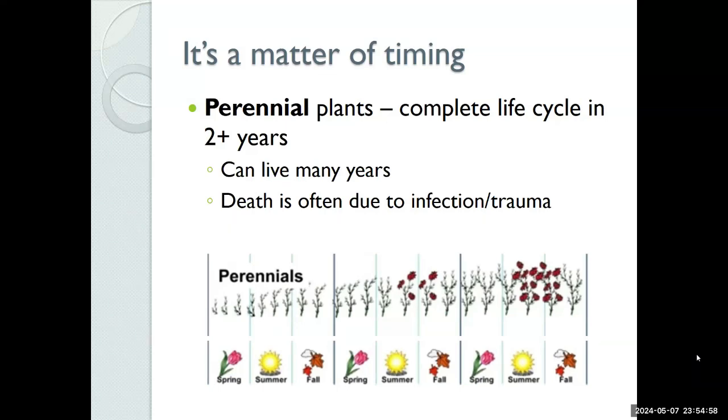So we can see in this diagram here, the perennial spent the first year growing, the second year maturing, and it reproduced in the late summer, early fall, and then it continued to grow to have a second reproductive event in the third year, same timing, end of summer, beginning of fall.